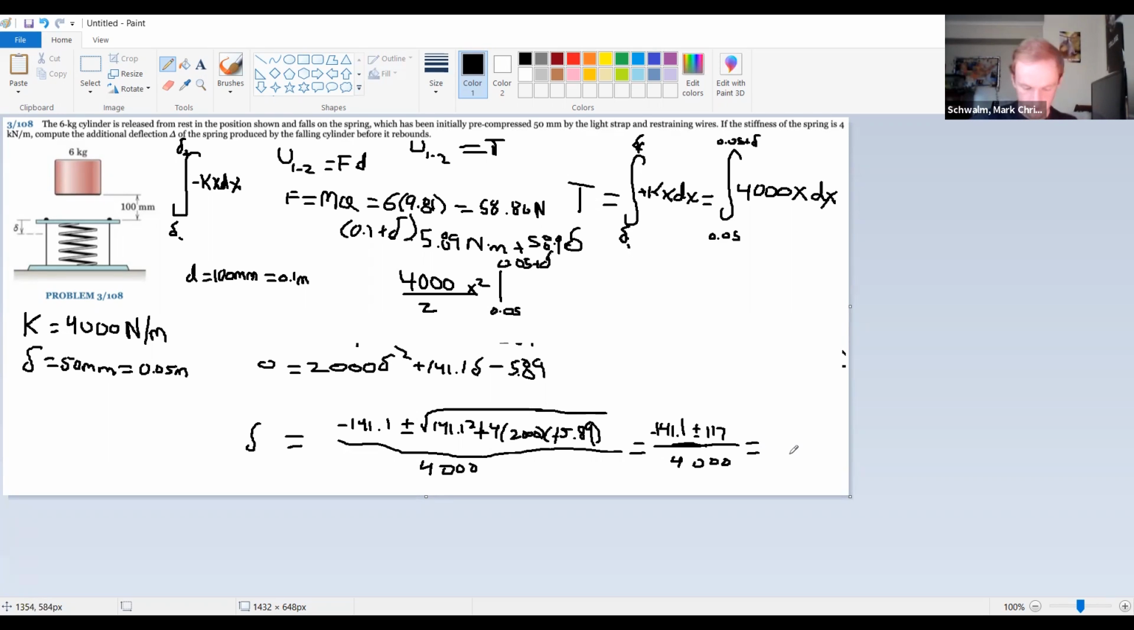And that is going to equal 0.029. And these are in meters, by the way, because we're working with meters per second. And also, comma, negative 0.064. So we know that when this weight goes down, it's going to compress it more, so it can't be a negative number. So it's going to be 0.029 as our answer.